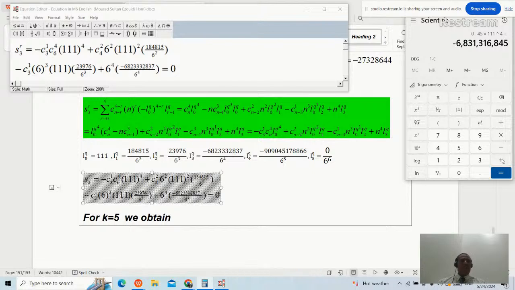Plus Mr. Murad, we told 6 times 111 squared, of course, times 184,815. Then, after that, we have negative sign minus 3 times 111 times 23,976. This 6 to the power 3 will be cancelled. No need to write it or to calculate. Okay, so it's called common factor.